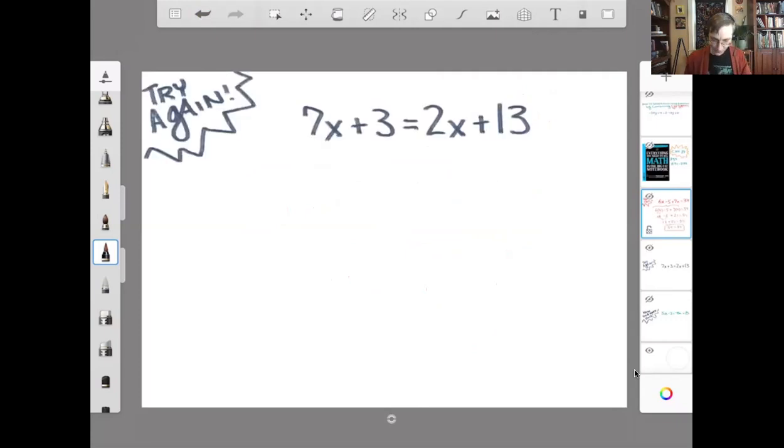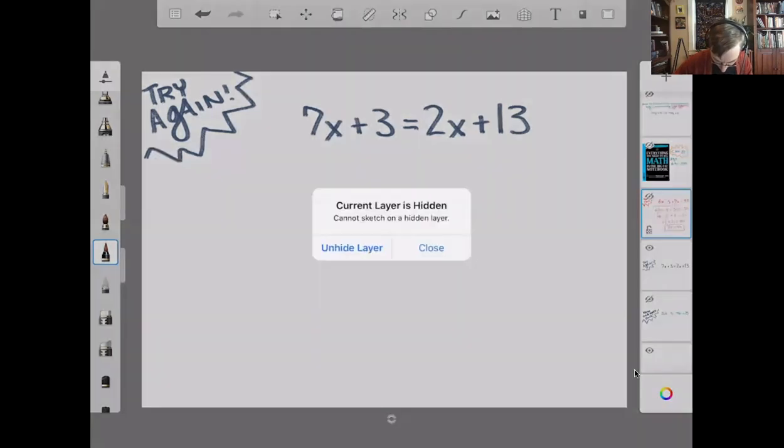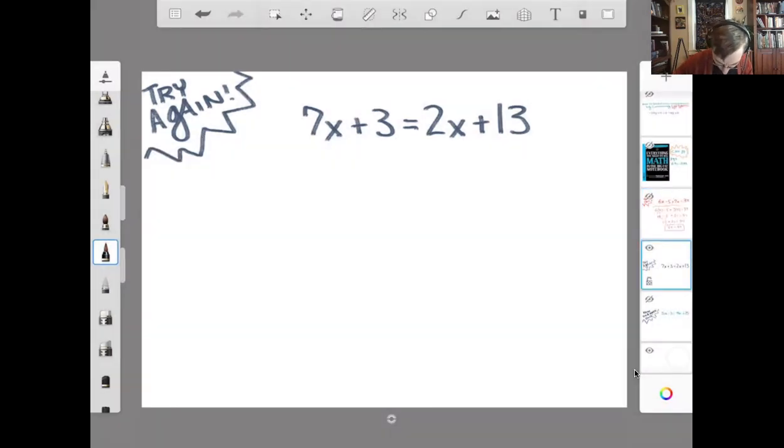Try it again. Write down the problem, pause the video, and see if you can solve this one. I'll give you a little hint though. In this one, look where the variables are, look where the like terms are, and look where the equal sign is.